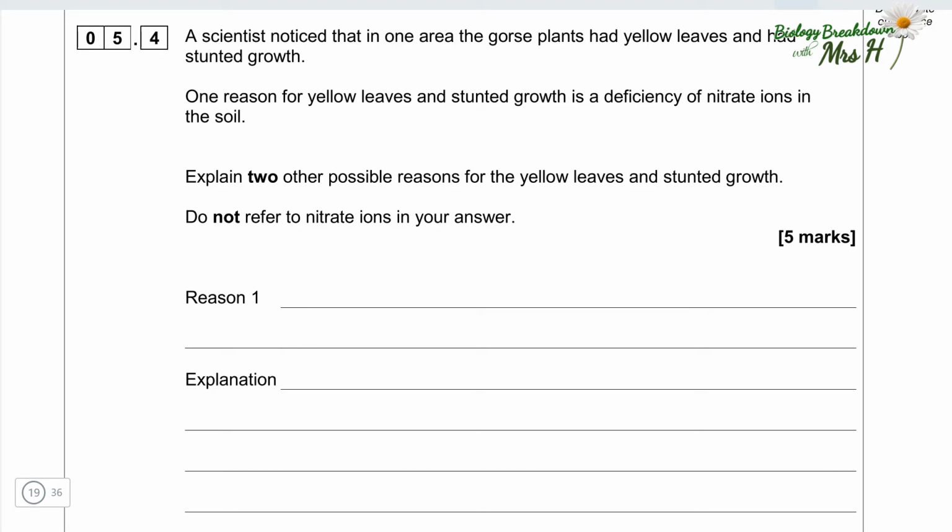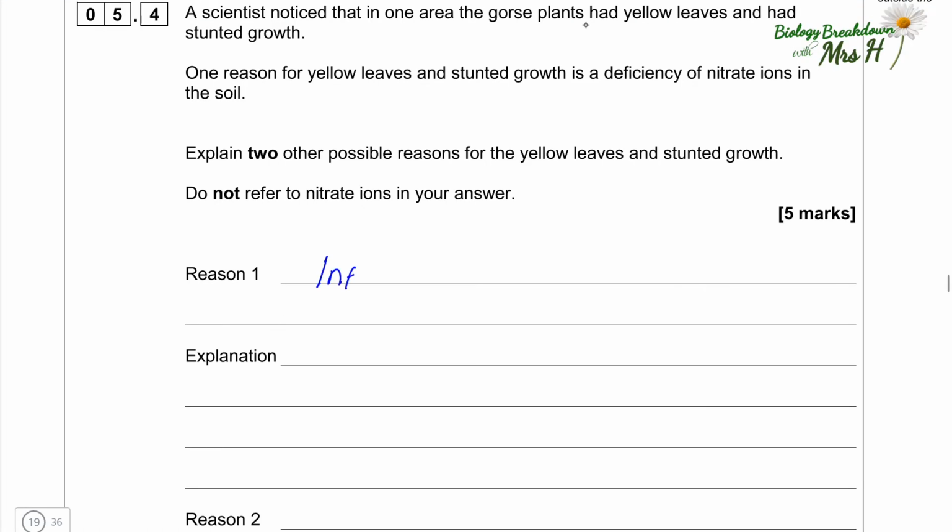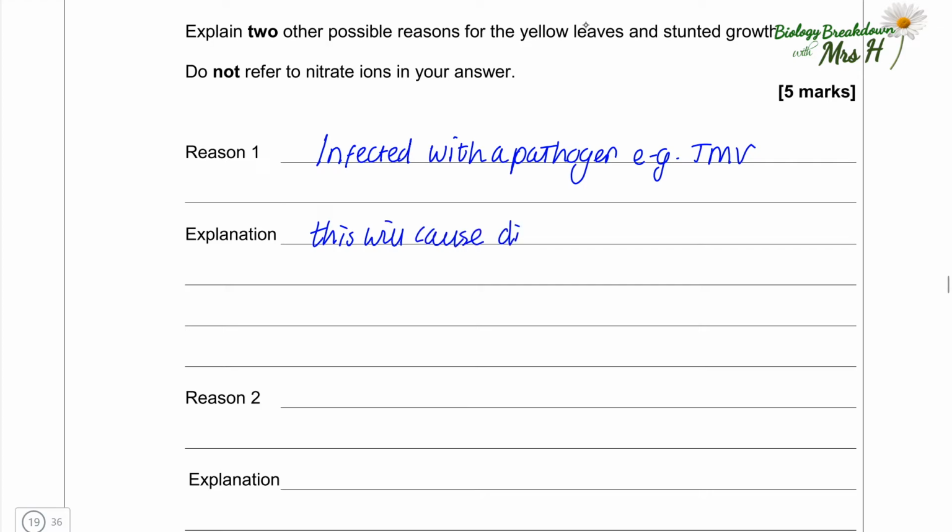A scientist noticed that in one area, the Gauss plants had yellow leaves and had stunted growth. One reason for yellow leaves and stunted growth is a deficiency of nitrate ions in the soil. Explain 2 other possible reasons for yellow leaves and stunted growth. Do not refer to nitrate ions in your answer because they've already mentioned that in the question. So it's very nice of them to remind you that. It could be infected with a pathogen such as tobacco mosaic virus. And if you remember, the tobacco mosaic virus causes discoloration of leaves.